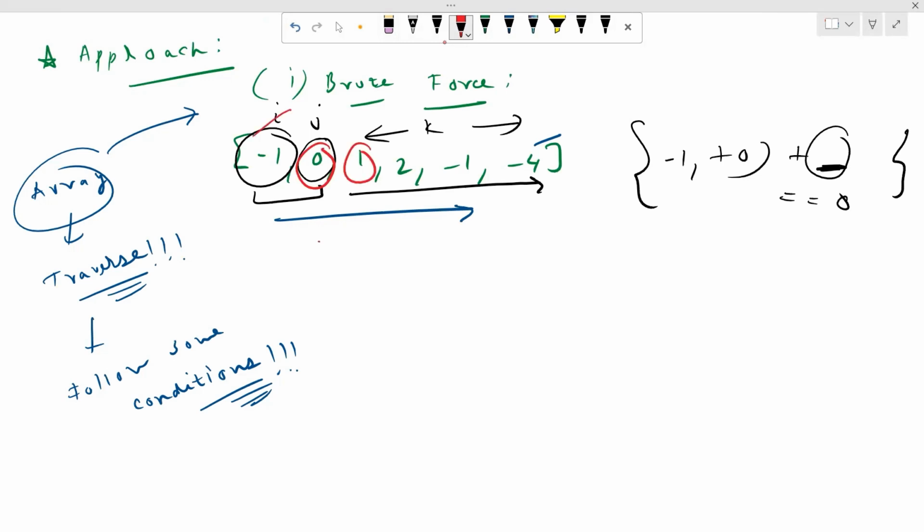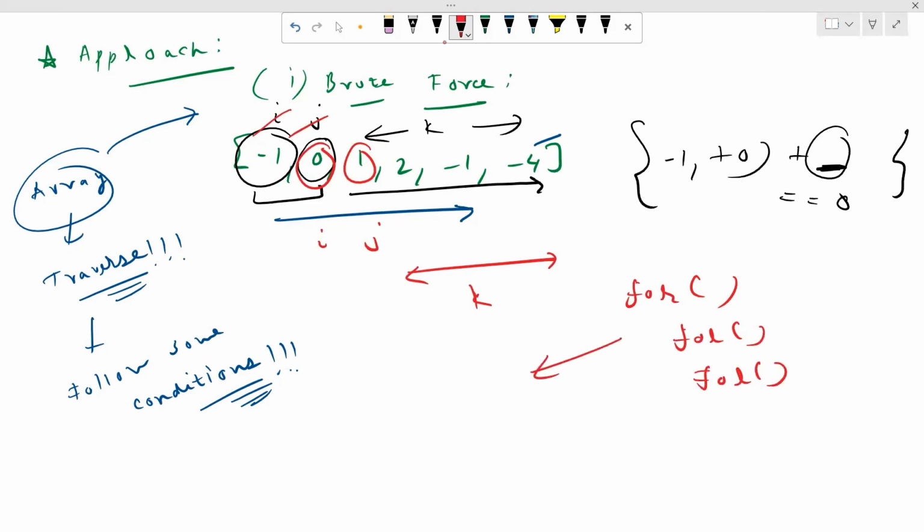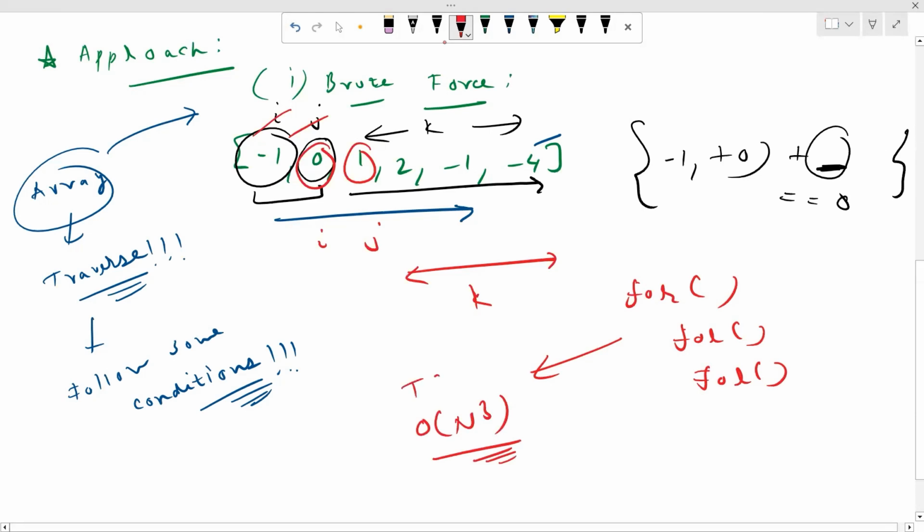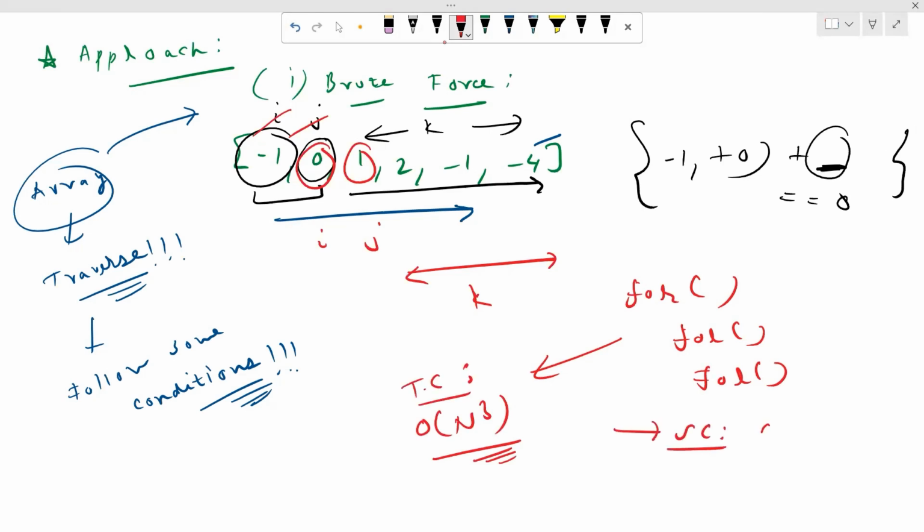which are 0 and 1. So i will be pointing to this and j will be pointing to this, and we need to select k from the rest. We need to repeat this process, and this will require three for loops. So ultimately its time complexity would be big O of n cube, right? Since we are not using any extra space, its space complexity will be big O of 1. So now let's try to optimize this approach.